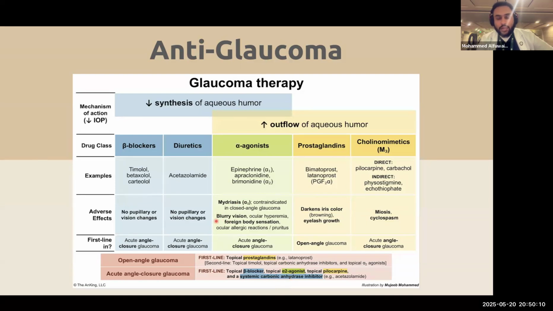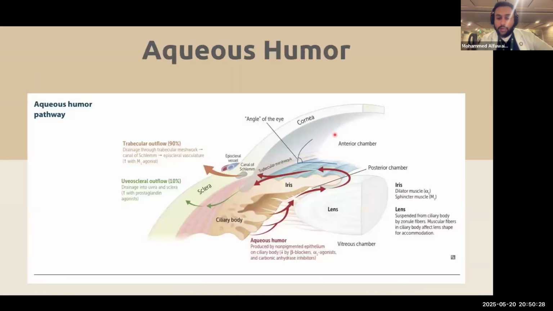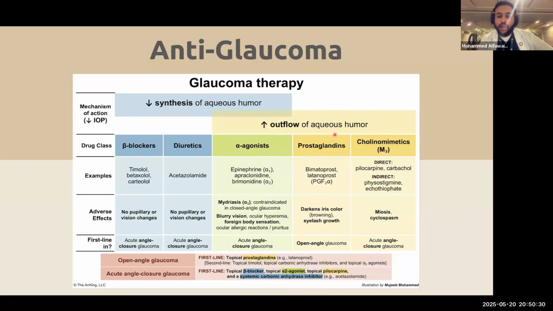Now, in terms of its adverse effects, it can cause allergic conjunctivitis, which is important, foreign body sensation, blurry vision, and ocular hyperemia, allergic conjunctivitis especially with this one. Then we'll have prostaglandin. This one will increase the outflow through the uveoscleral pathway. Now, you have two forms of it. The more common one is latanoprost.